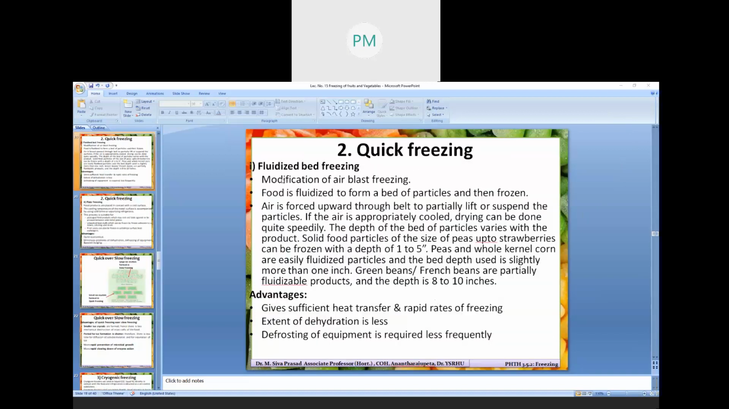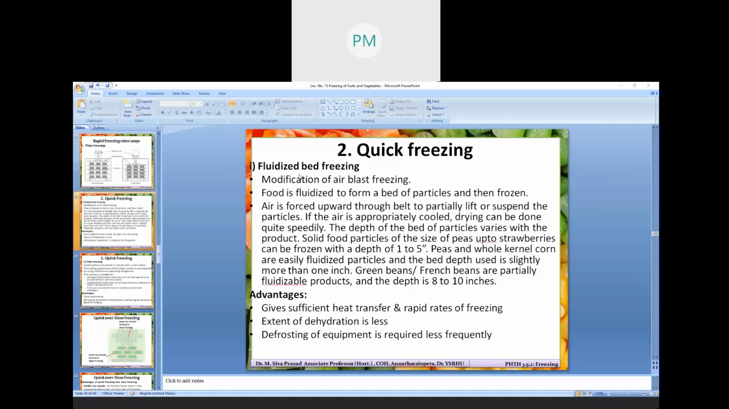So what are the advantages of fluidized bed freezing and plate freezing? In the case of fluidized bed freezing, it gives sufficient and rapid heat transfer, the extent of dehydration is less, and defrosting equipment is not required. Because it will be freezing the substance to a very short extent, there is no requirement.